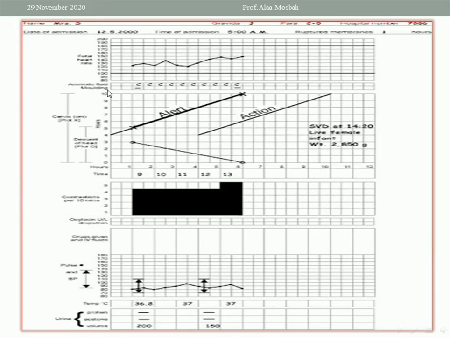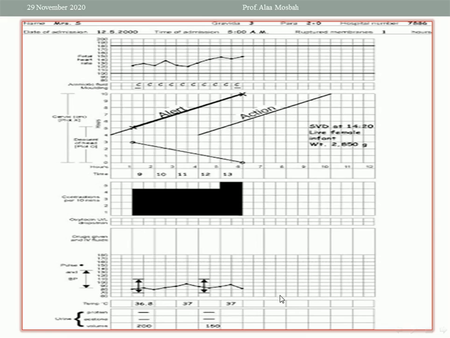Can you see the fetal heart rate, with the normal? What about cervical dilatation? It doesn't cross the alert line, here reaching the 10 centimeter. What about the descent? Doing very well. What about the uterine contraction? Is it efficient? Yes, 40 to 60 seconds and 3 contractions per 10 minutes. Here it becomes 4 just before delivery. The result was spontaneous vaginal delivery of a live female.